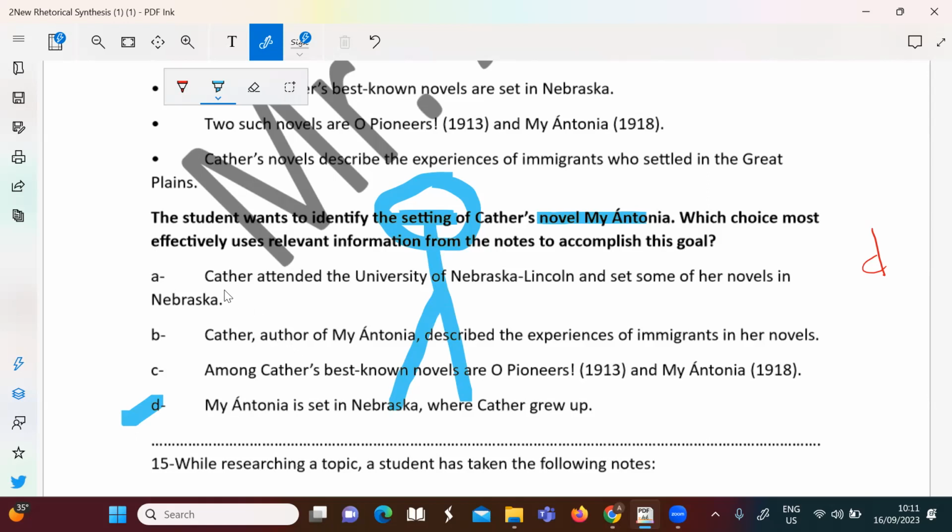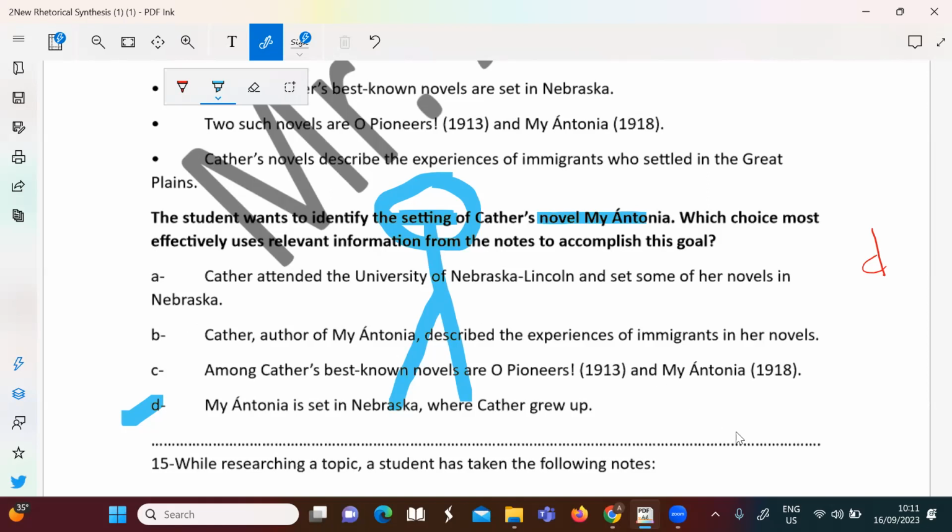Okay. What about A? He speaks about how she attended the university, but not the place where she wrote her novels in Nebraska. We have here a place. Why didn't you choose A and you went for D? Because he said just that she attends the university, not the place that she's sitting.